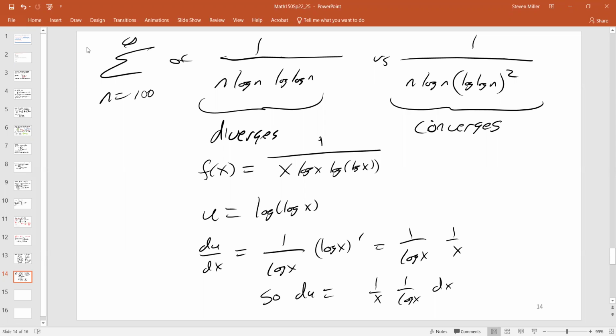So this shows that if you try to find a boundary between converging and diverging, I can have two sequences that don't differ by that much. You know, log, and then all those logs squared. They're not going to change by that much, but it will be enough to push from diverging to converging. All right, so this is the integral test.